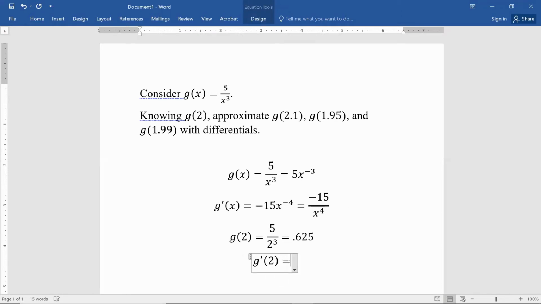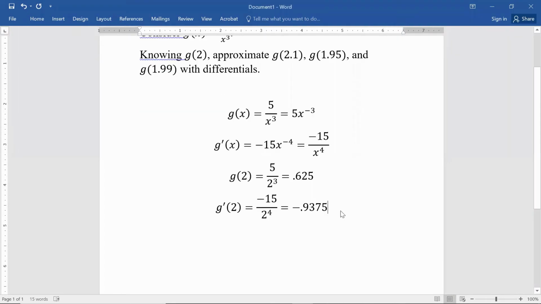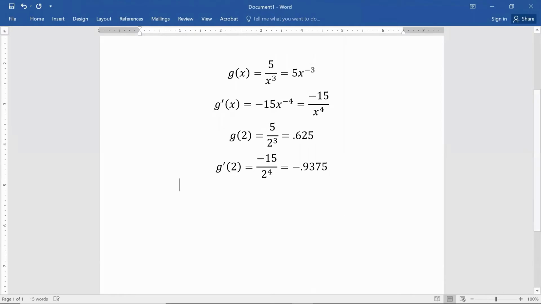Similarly, the derivative of g evaluated at 2 is negative 15 over 2 to the 4th. Now, 2 to the 4th is 16, so negative 15 over 16 is negative 0.9375. Now we are ready to approximate.